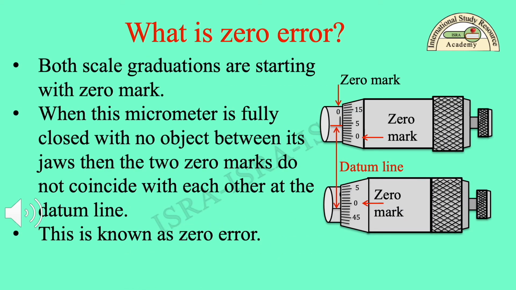What is zero error? Look at the diagrams. Both scale graduations are starting with 0 mark. When this micrometer is fully closed with no object between its jaws, then the 2 0 marks do not coincide with each other at the datum line. This is known as zero error.